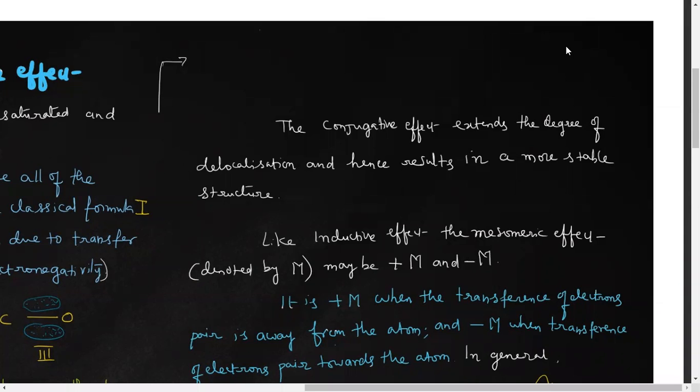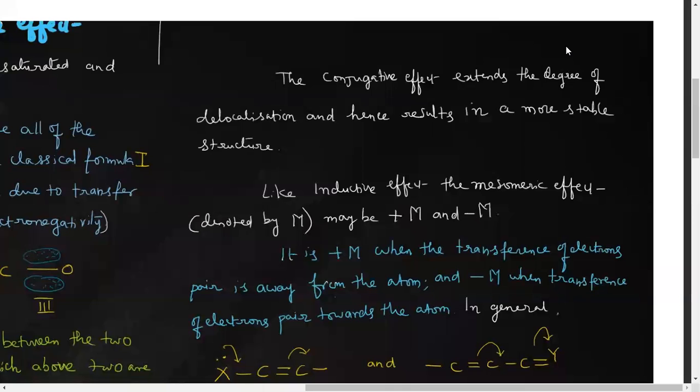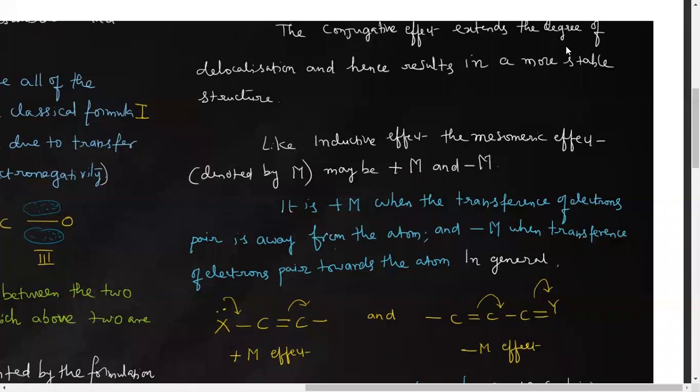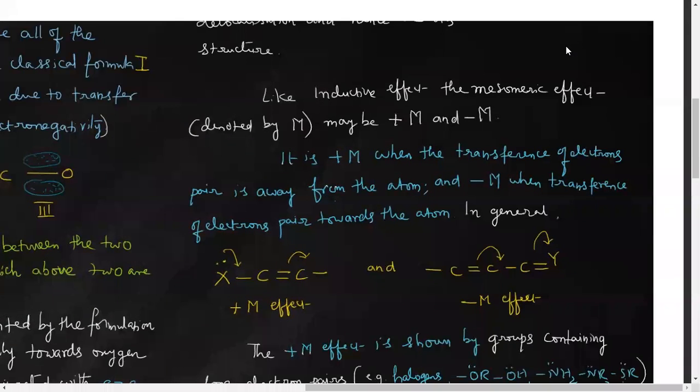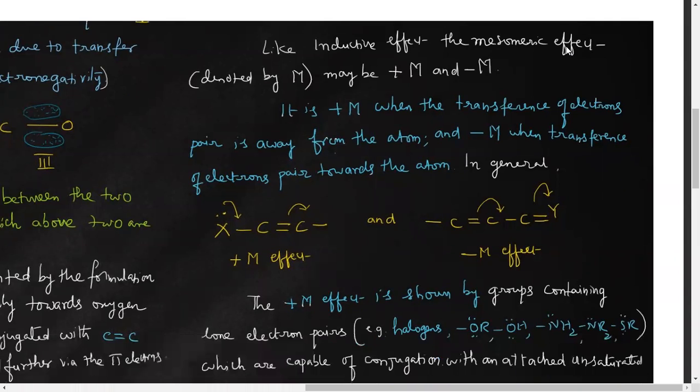And we know that the inductive effect is a permanent effect, and this is also a permanent effect, the mesomeric effect, denoted by M. It is of two kinds: positive mesomeric effect and negative mesomeric effect. In the positive mesomeric effect, the transfer of electron pair is away from the atom. When the transfer of electron pair is towards the atom, that is called the negative mesomeric effect. So you can see the two examples here.